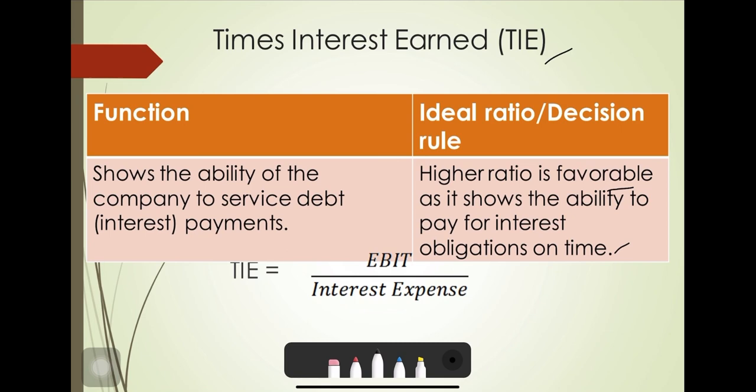So how to calculate the TIE? We divide the EBIT, earnings before interest and tax, by the interest expense.